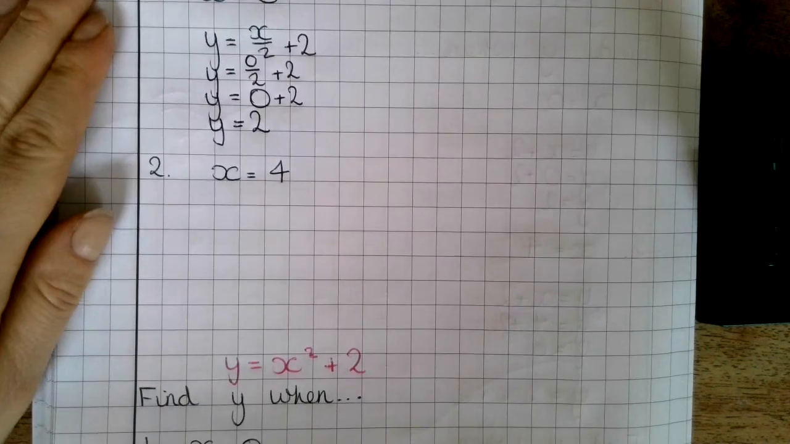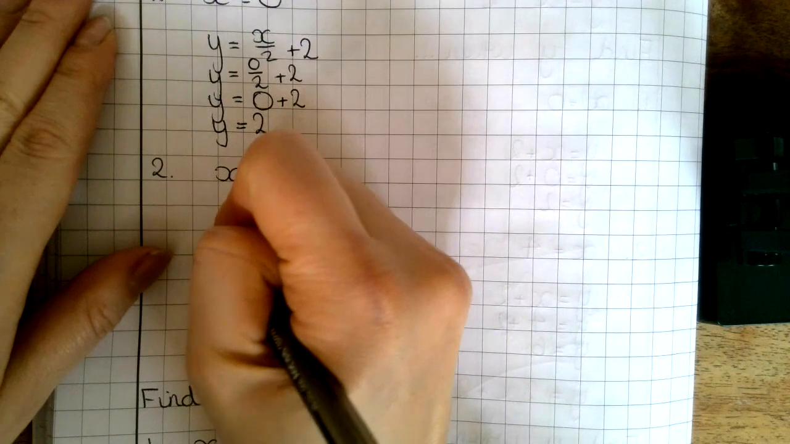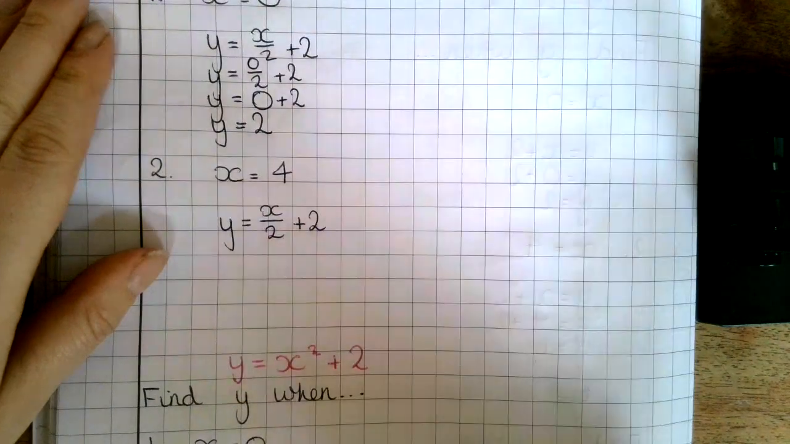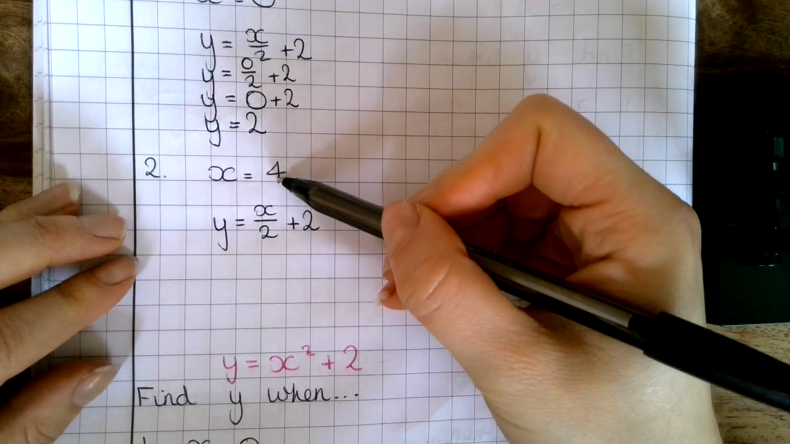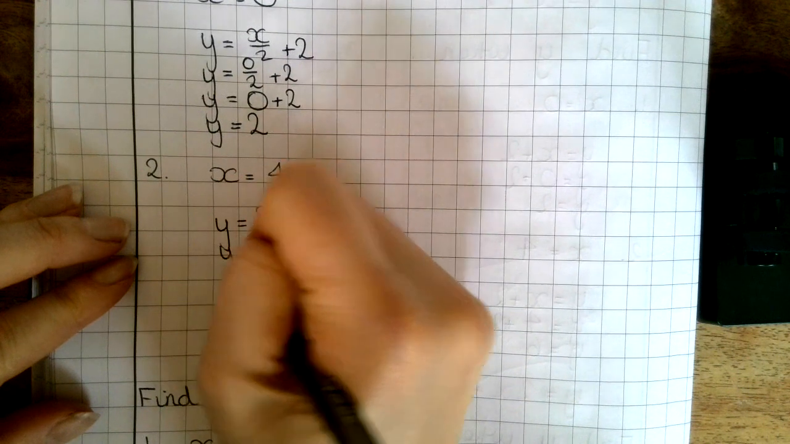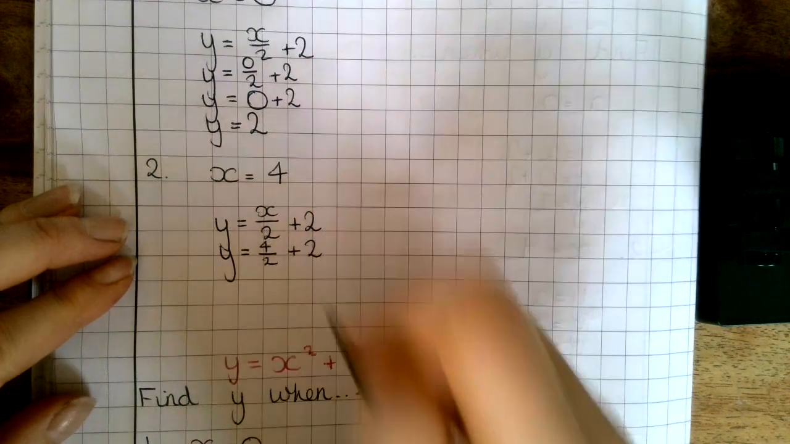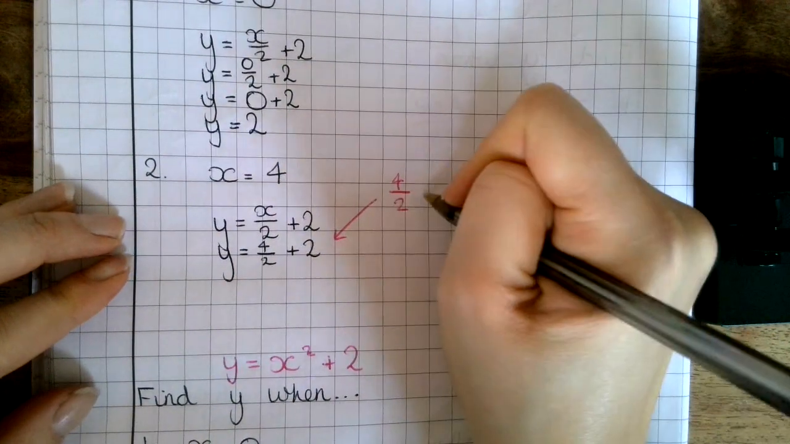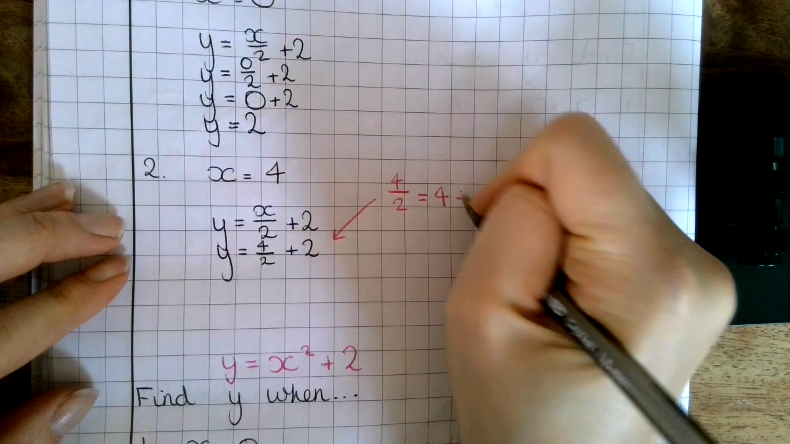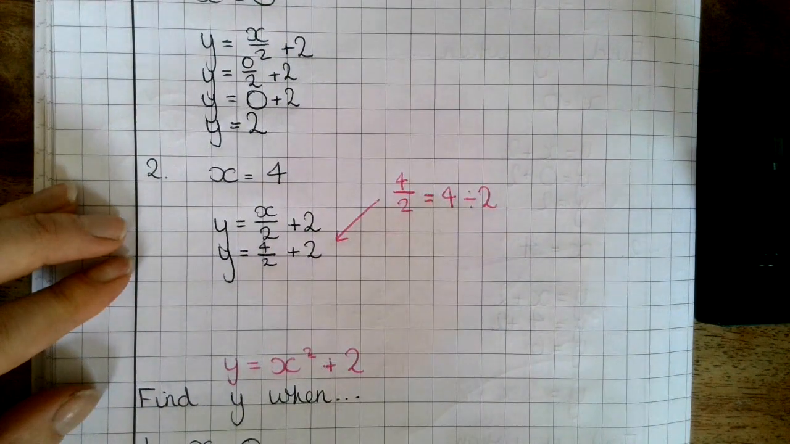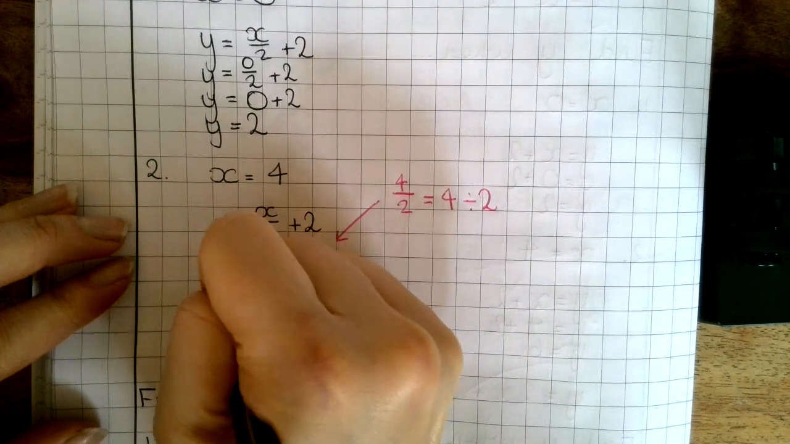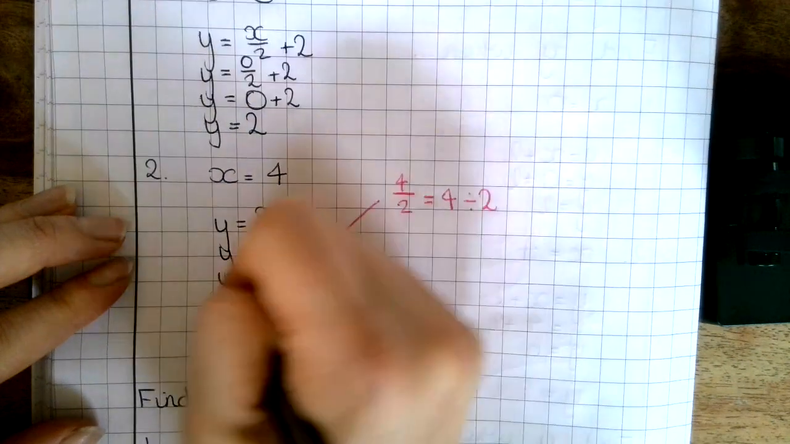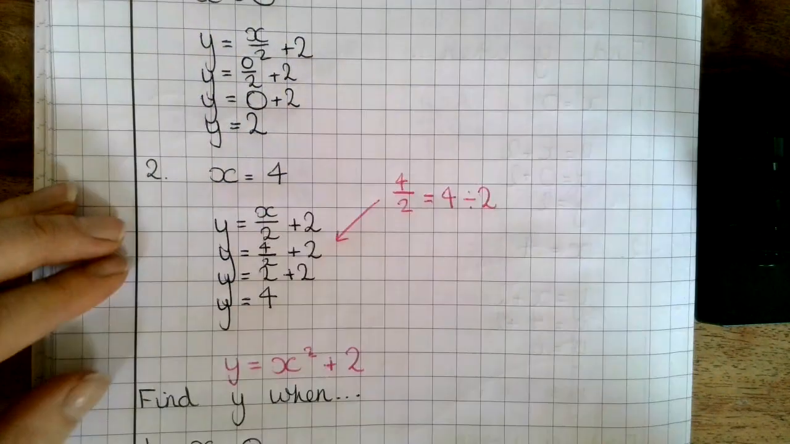Now let's have a look when x equals 4. So again, we're using the equation y equals x over 2 plus 2. This time x is equal to 4. So y is equal to 4 over 2 plus 2. Now remember, 4 over 2, that is the same as 4 divided by 2. That fraction line means divide. So y is equal to 4 divided by 2, which is 2, plus 2. So y is equal to 4.